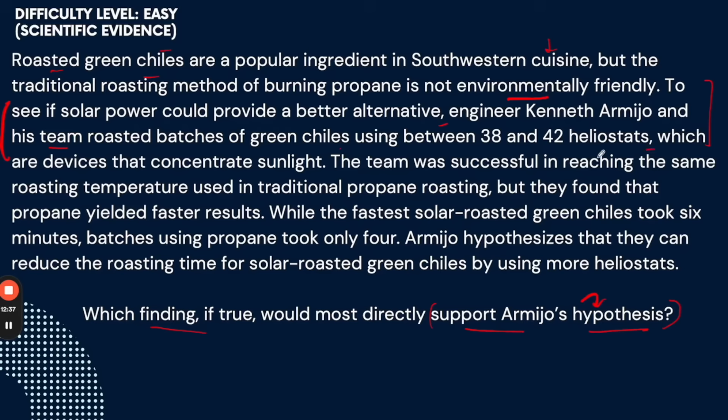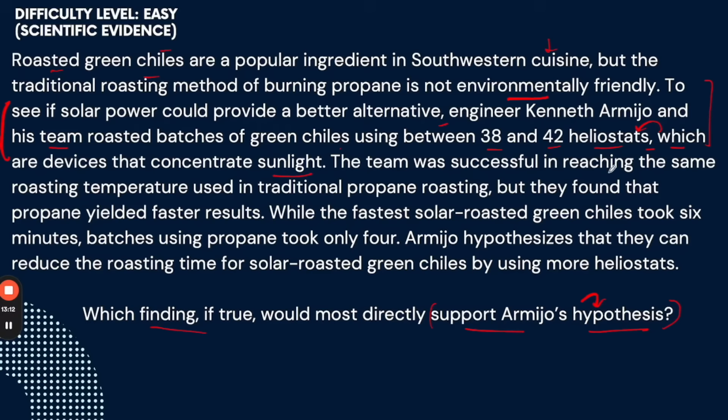Take a pause again. So what did these people do? What did K.A. and his team do? They roasted batches of green chiles using heliostats, a certain number of heliostats. Now there's a which. So basically we have an explanation of heliostats, which are devices that concentrate sunlight. And K.A. and his team are trying to see if solar power can be a better alternative, right? What happened because of this? We will be knowing that in the later sentence.